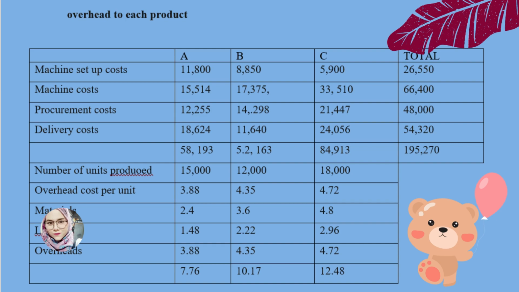The material for product A we got 2.4, for product B we got 3.6, for product C we got 4.8. The labor for product A we got 1.48, for product B we got 2.22, for product C we got 2.96. So the overhead for product A we got 3.88, for product B we got 4.35, for product C we got 4.72.